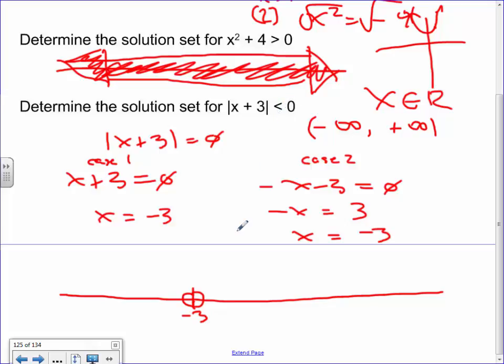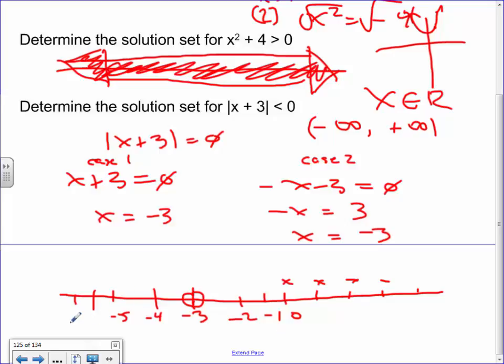Okay, so let's test some values. We need to pick some values that are on the larger and smaller sides. So 0 is the best one to pick. 0 plus 3 is 3. Absolute value 3 is 3. Is 3 less than 0? No, it's not. Which means that if 0 is not true, then none of these values here actually work. So here's hoping the other side works.